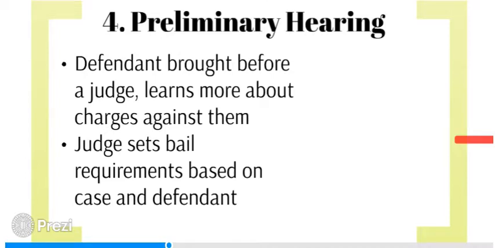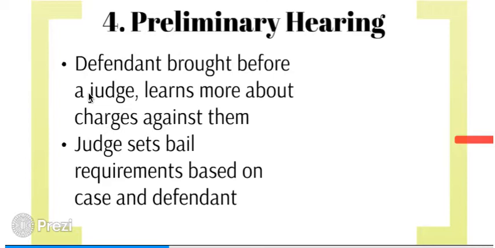Let's say that we've got an example person, Joe Dirt, who has stolen all the good snacks from Sheetz, and they have a video of someone who matches Joe Dirt's description stealing all the good snacks from Sheetz. All right, so now Joe Dirt is the defendant because he has to defend himself, and he is considered, again, to be innocent until proven guilty. He's brought before a judge and has to learn more about the charges against him.